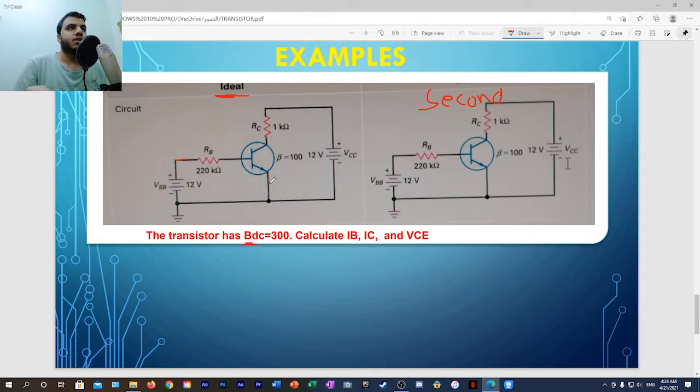Here is the base and here is the emitter. We call it VBE. Here VBE, because it's the first approximation, is 0. It is 0 because it is in the ideal approximation, whereas here in the second approximation, we assume VBE as 0.7.